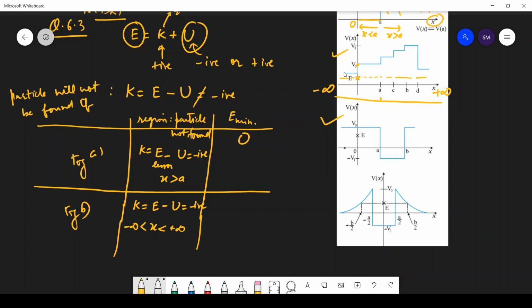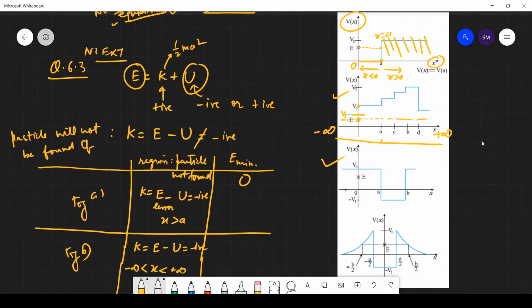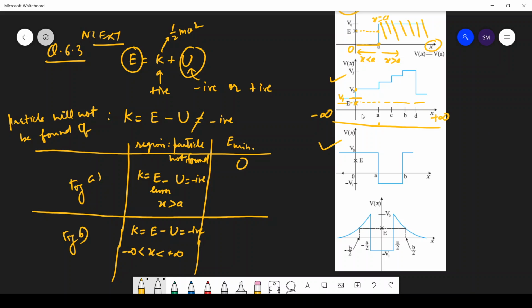And what is the minimum energy that it should have? This is V1 over here. So this is the minimum energy of the particle. In the previous figure the minimum energy was 0, but here the minimum energy should be V1. So the particle must have at least this much energy, even if kinetic energy is 0. So minimum energy should be V1.